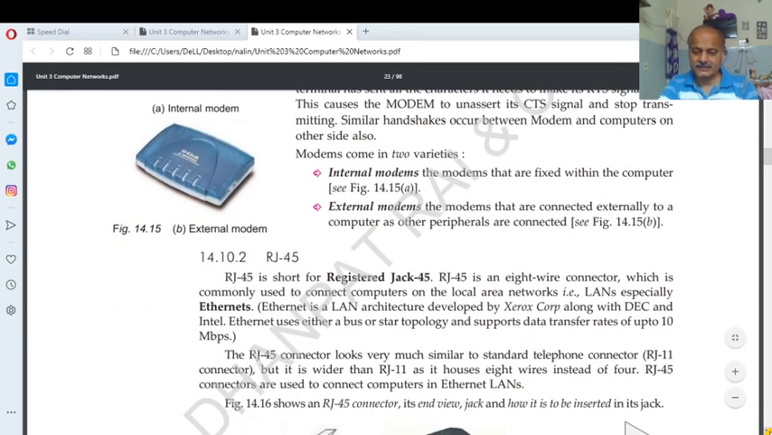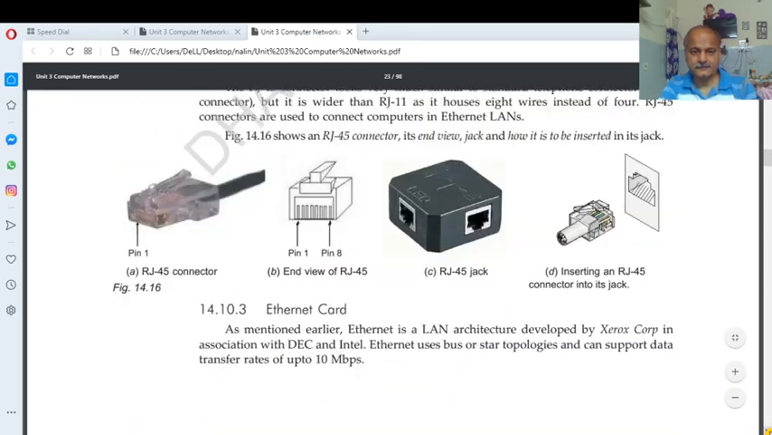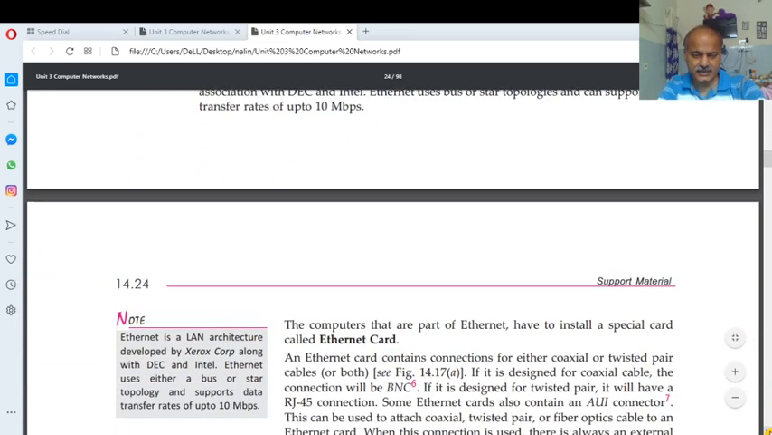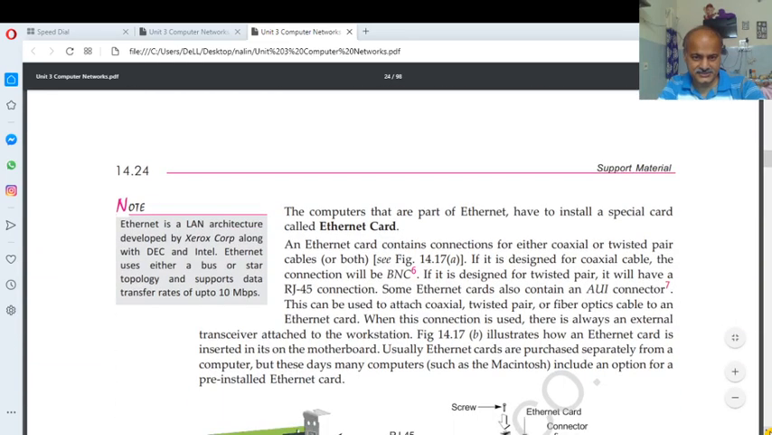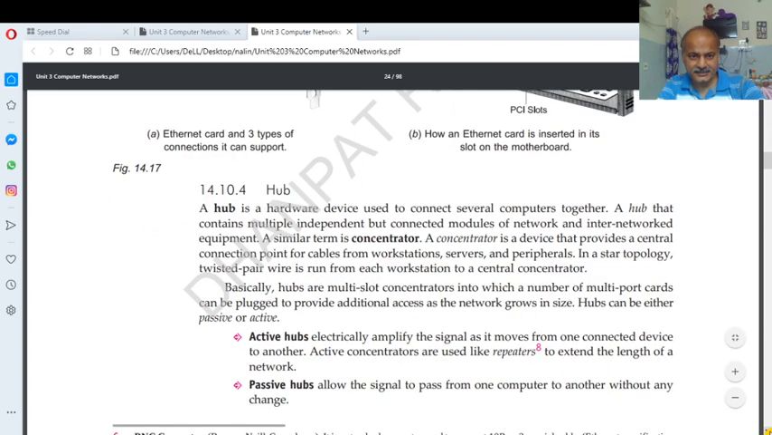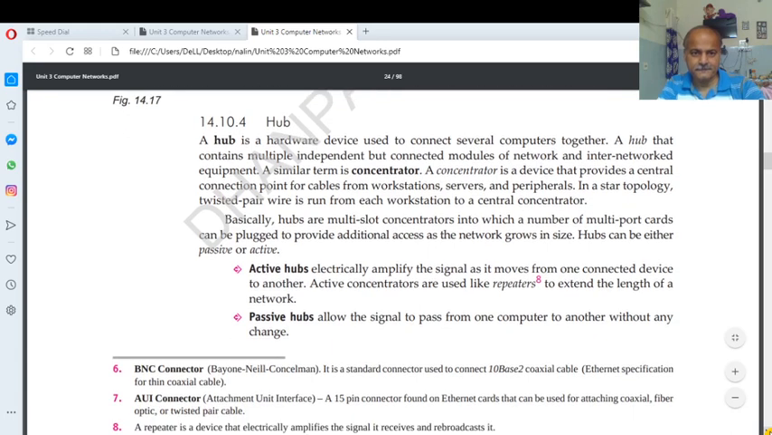Okay, after that, these things are not in your syllabus, so I am ignoring them, so you don't worry about this hardware part. Now the hub. What is a hub?